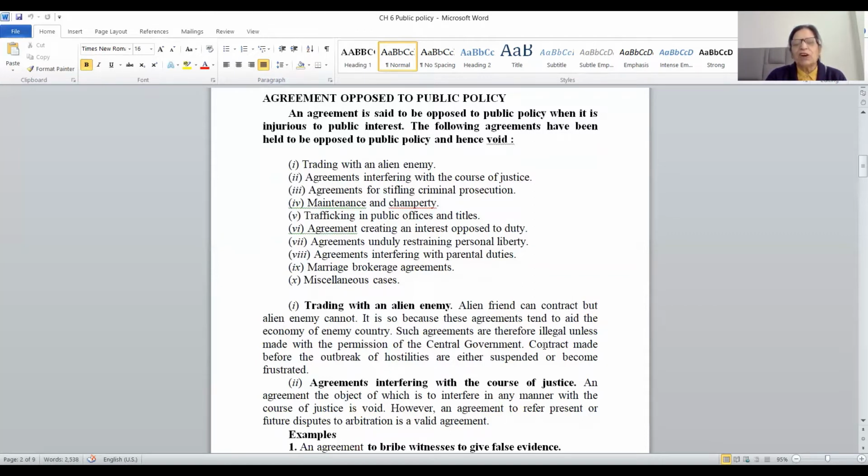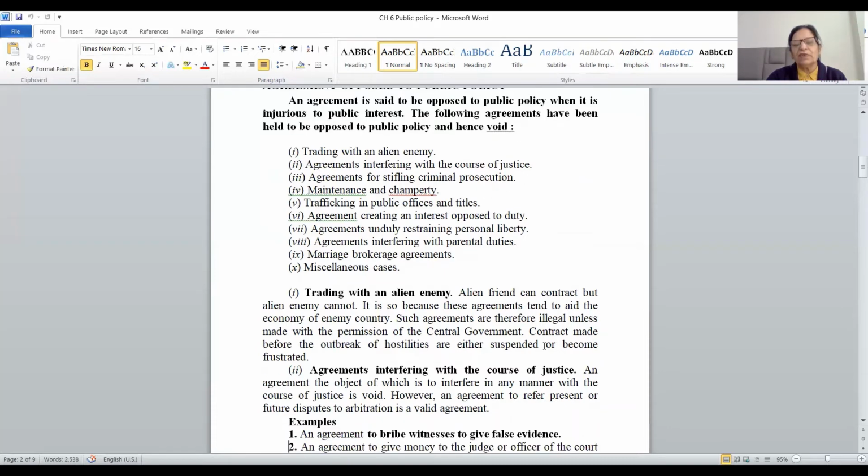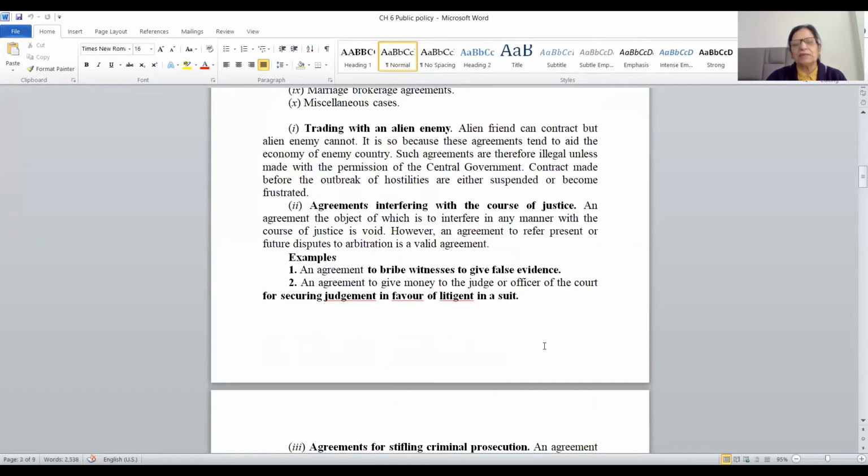Whenever there is an outbreak of war between two countries, the contract has to be suspended, which can be revived once the war is over. The second point is agreements interfering with the course of justice. Any agreement, the object of which is to interfere in any manner with the course of justice, is void.